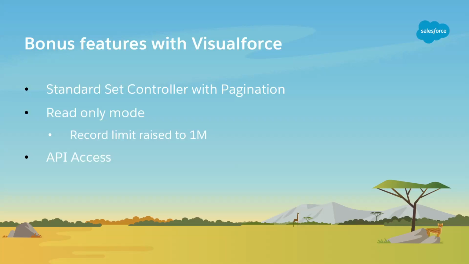Read-only mode, I don't know how many people use Visualforce in read-only mode, but with read-only mode, if you're not going to be making any changes, or what we call DML, there's a record limit per request, and that's raised to 1 million. So you can work with a lot of records if you use a Visualforce page in read-only mode. And you also get API access. So the Visualforce session has access to the API, the REST API. So that's kind of a neat feature, to be able to use the API from your Visualforce page.